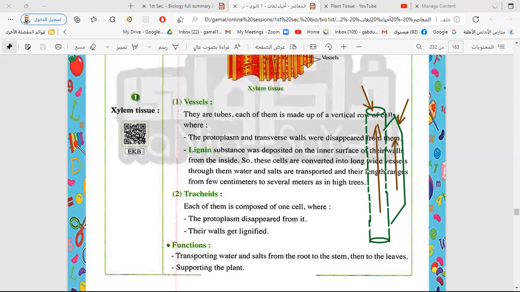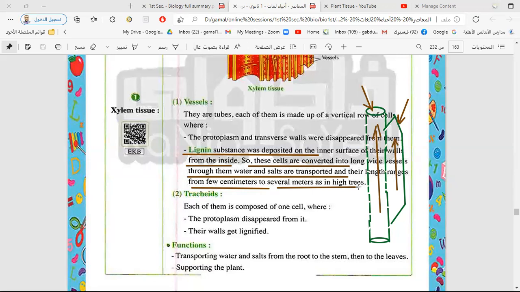And the wall of these tubes is thickened with lignin, deposited on the inner surface of the wall, from inside. So it is a dead tissue. It is not a live tissue. It is converted into wide vessels. Through them, the water and salts are transported a long distance to the stems, then to the leaves, to help the leaf make the photosynthesis process. So there is only a long tube whose function is transporting water and mineral salts from the root to the stem, then to the leaves.